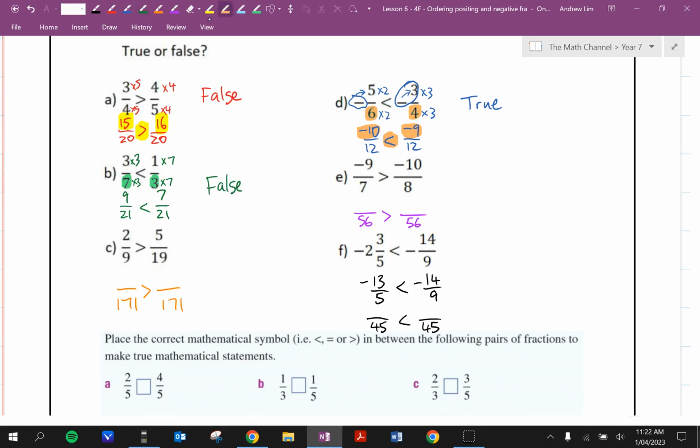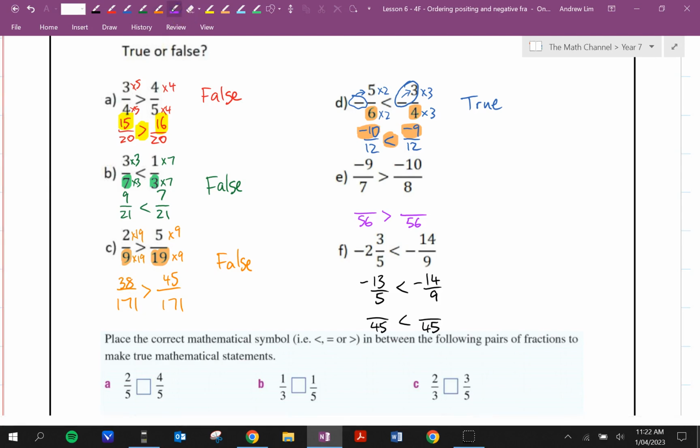Question C. The lowest common denominator will be 9 times 19, which here I've already calculated for you, is 171. So if we times this by 19, we times this by 19 to give us 38. If we times this by 9 to get the 171, we times this by 9 to give us 45. Is the arrow pointing at the smaller number? No, it's not. It's false. 45 is bigger than 38.